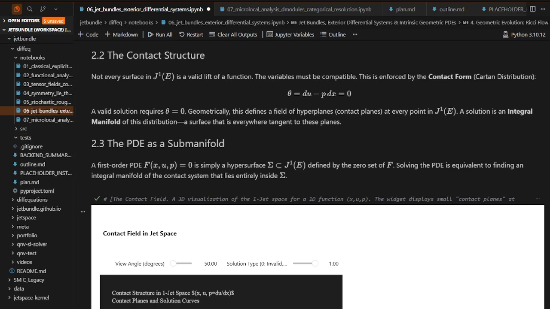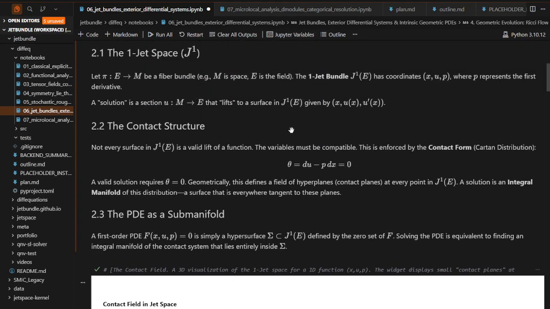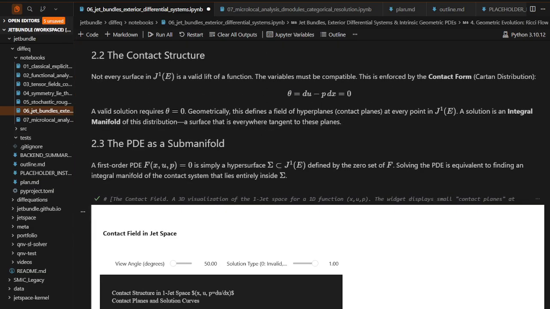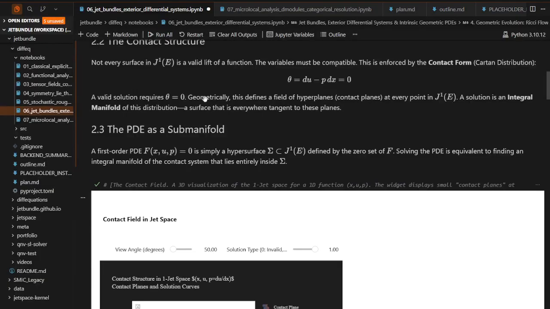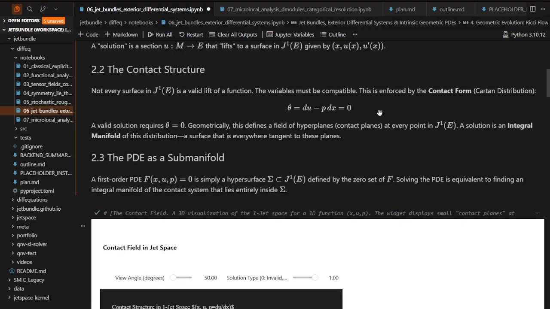We're taking fields over space, and the jet 1 has coordinates and first derivatives, and we're lifting u to this within the one jet space. So geometrically, we can think about this that not all surfaces are going to be valid in this space because of some constraint that we're going to require, which is the compatibility from a contact form.